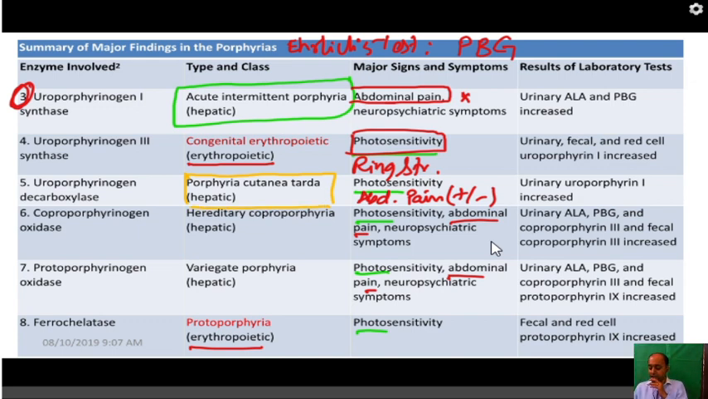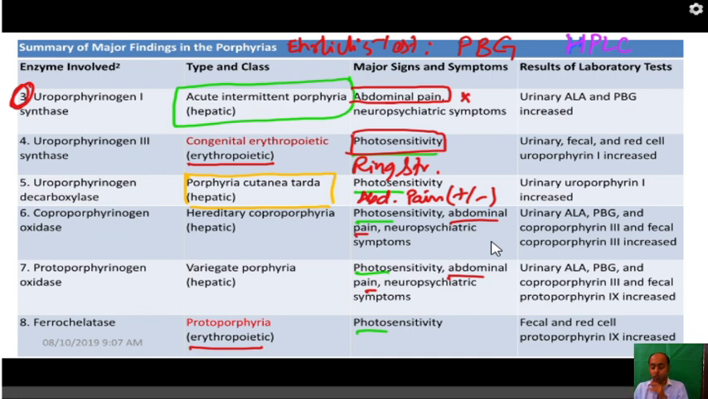I had mentioned that nowadays the identification of the porphyrias is done with the help of HPLC. HPLC can directly identify the type of porphyria. Now there are two porphyrias for which you must remember the names of the enzymes.